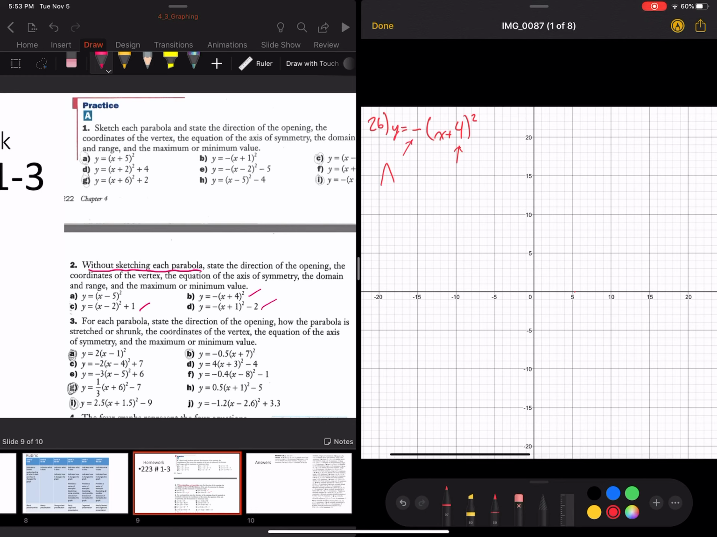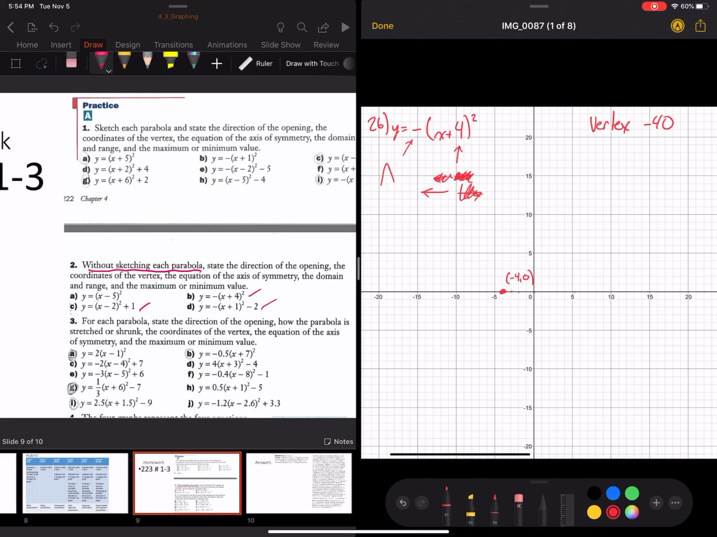means it's a horizontal shift to the left or the right. Now if it's plus, intuitively you'd think it'd go in the positive direction, but that's not true. It actually goes into the negative direction by 4. So now we have a vertex right here. Our vertex is at minus 4, 0. Let's write that down. Vertex, minus 4, 0, and it opens downwards.